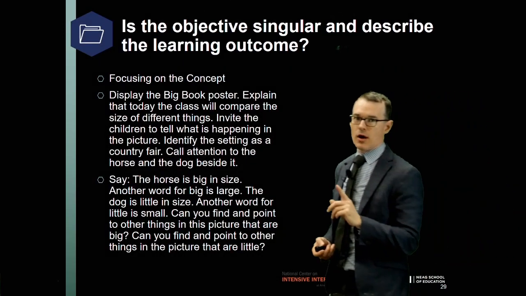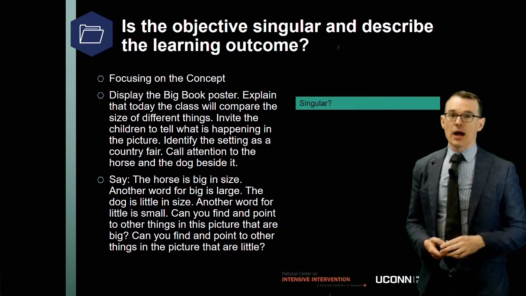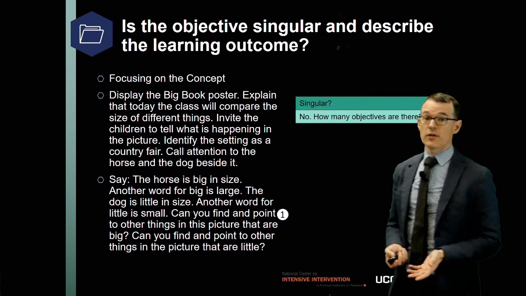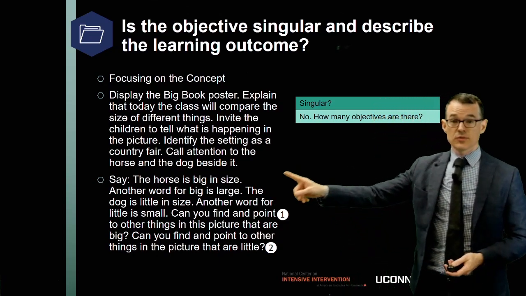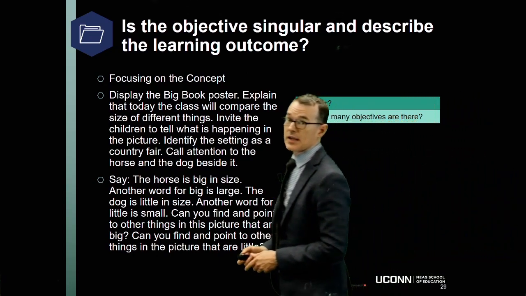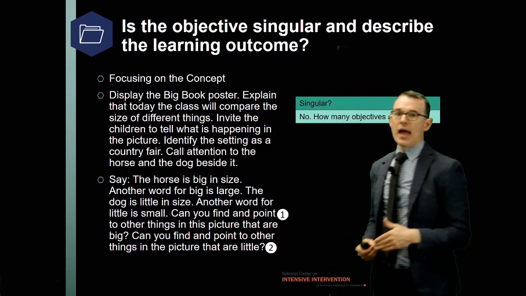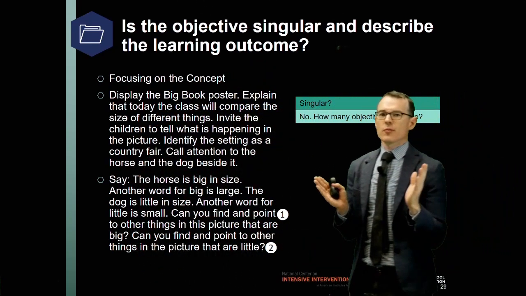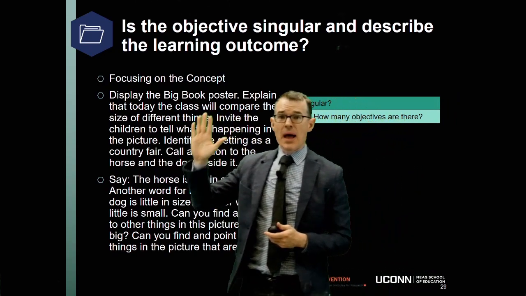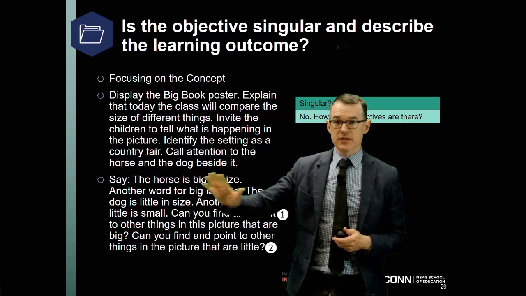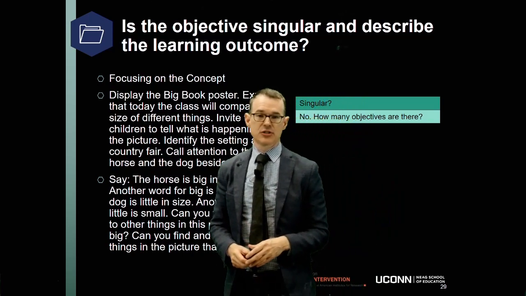Okay, so presumably you paused. Let's talk about whether or not that's singular. I would say again, no. How many objectives are there here? I would say there's one here in terms of big things, another here in terms of little things. The rest of this isn't really an objective at all. It's just sort of informational, right? So it might not be a bad thing to do all of these things, like call attention to the horse and the dog, maybe setting the situation.